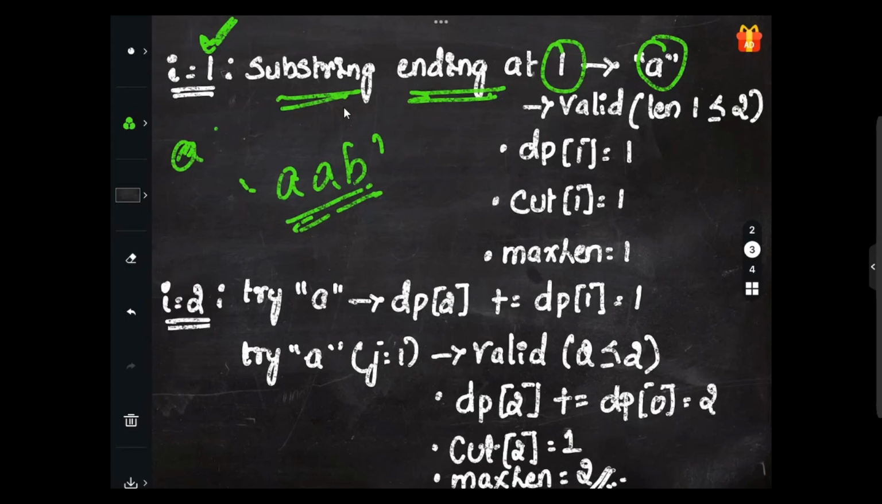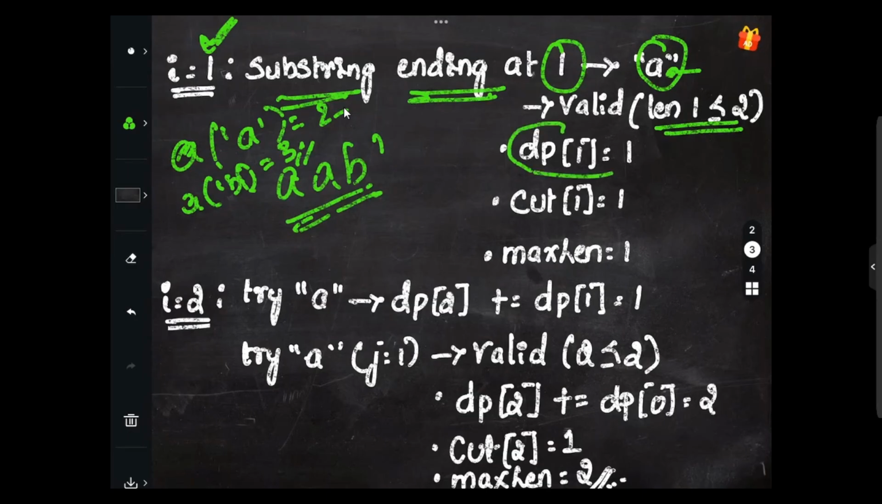Yeah, I can just write it in this way. A of A equals 2, and A of B equals 3, right? Then the substrings they have given are 2 4 ones. That is fine. So see, a substring ending at 1, that is A here. So this is valid, length 1 is valid. Length 1 is lesser than or equal to 2, yes, it is less, right? 1 is less than 2 basically. So dp of 1 we will be considering as 1.